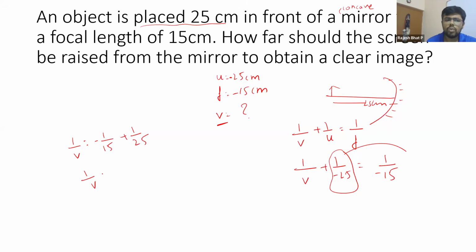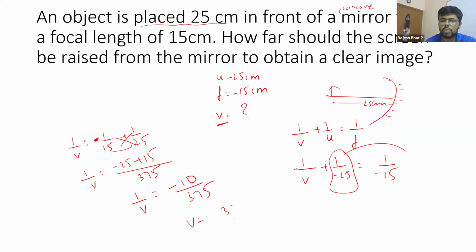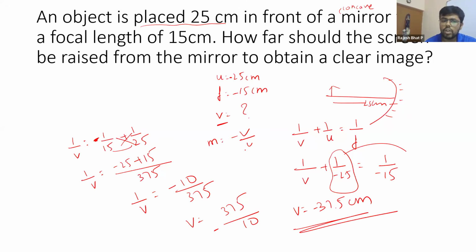The technique I told you: take the minus to the numerator, and cross multiply, to avoid any confusion. So minus 25 plus 15 divided by, if you multiply these both, 375. 1 by v is equal to minus 10 divided by 375. You want v, therefore reciprocate. So v is equal to minus 37.5 centimeter. If they ask magnification, you know the magnification formula; apply it and solve the problem.